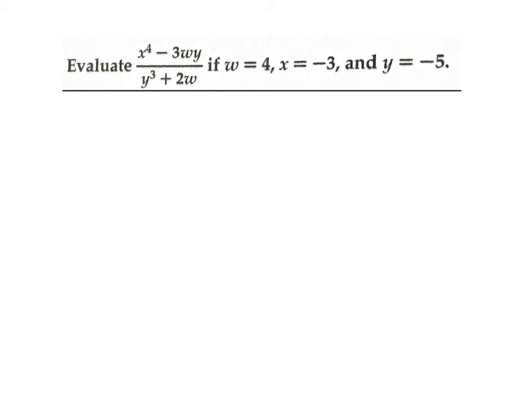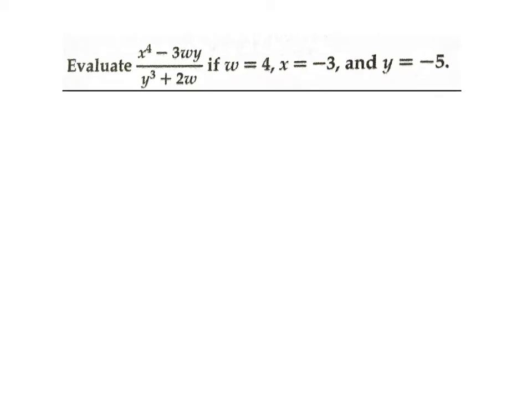Let's try one more expression, and this one's pretty big, pretty gnarly looking. We've got a lot of variables, but we want to evaluate x to the fourth minus 3wy, over the quantity y to the third plus 2w, when w is 4, x is negative 3, and y is negative 5.